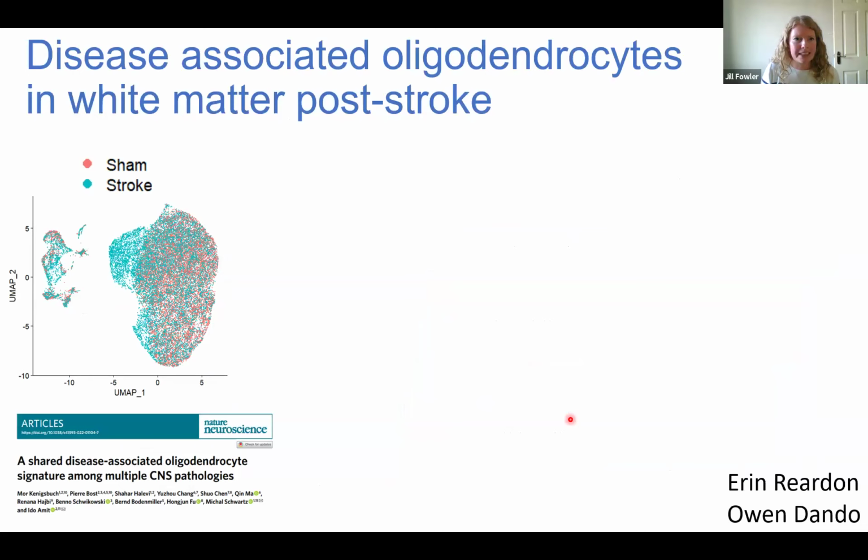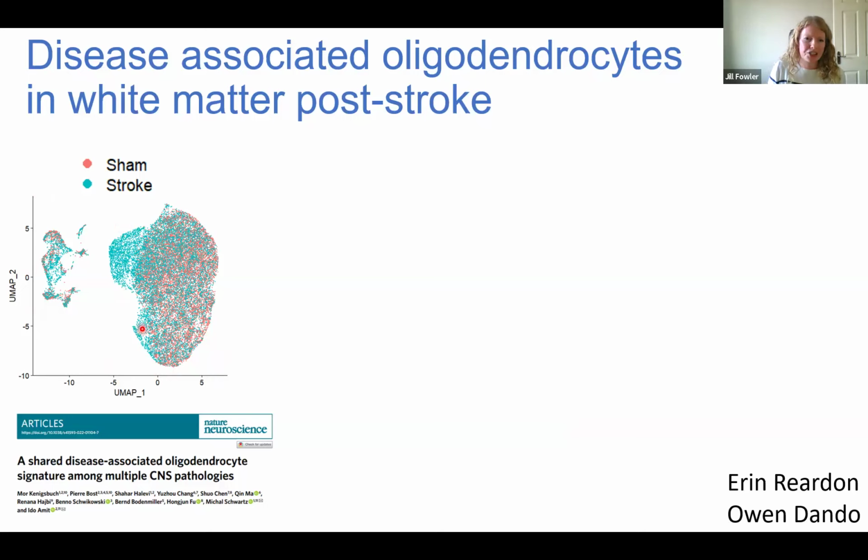The one further exciting finding that we had was the presence of disease-associated oligodendrocytes. So a couple of years ago, Ido Amit's group identified an oligodendrocyte state in Alzheimer's disease mouse models and in AD tissue that was associated with brain pathology and correlated with cognitive impairment. And they termed these disease-associated oligodendrocytes. So again, when we subcluster just markers of oligodendrocytes and then color code them as to whether they came from sham or stroke, we can see this blue population, which comes almost exclusively from the stroke mice.